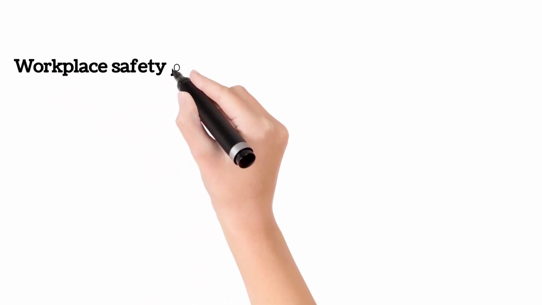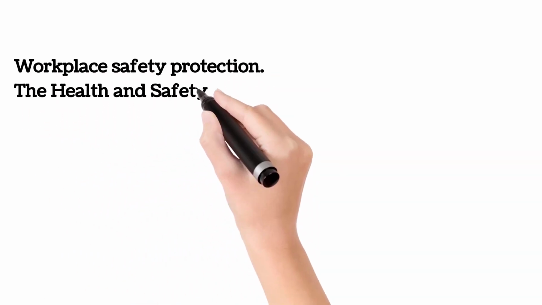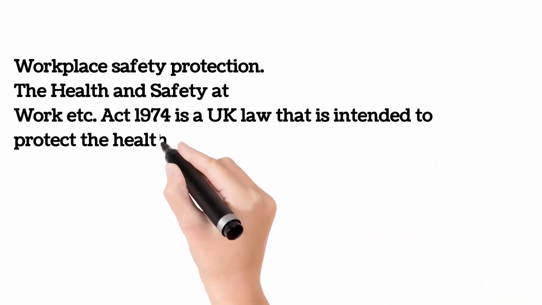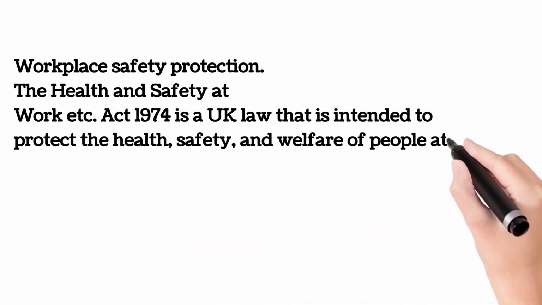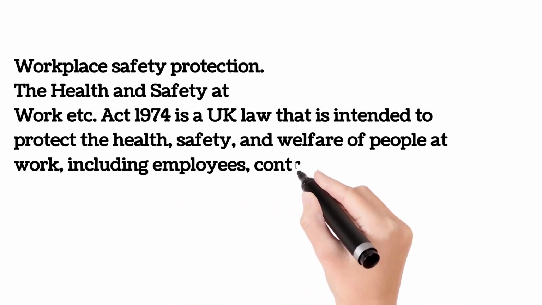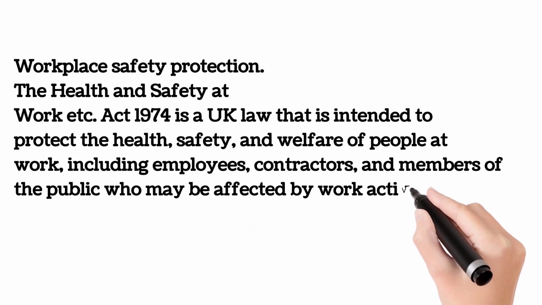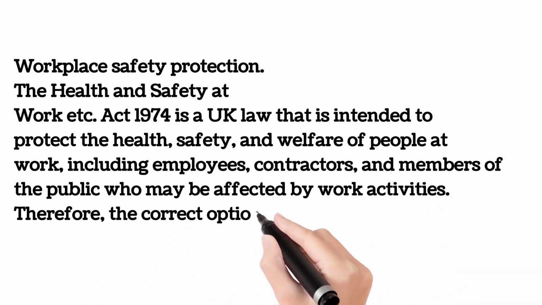Workplace Safety Protection. The Health and Safety at Work (ETC) Act 1974 is a UK law that is intended to protect the health, safety, and welfare of people at work, including employees, contractors, and members of the public who may be affected by work activities. Therefore, the correct option is A. The wider public.